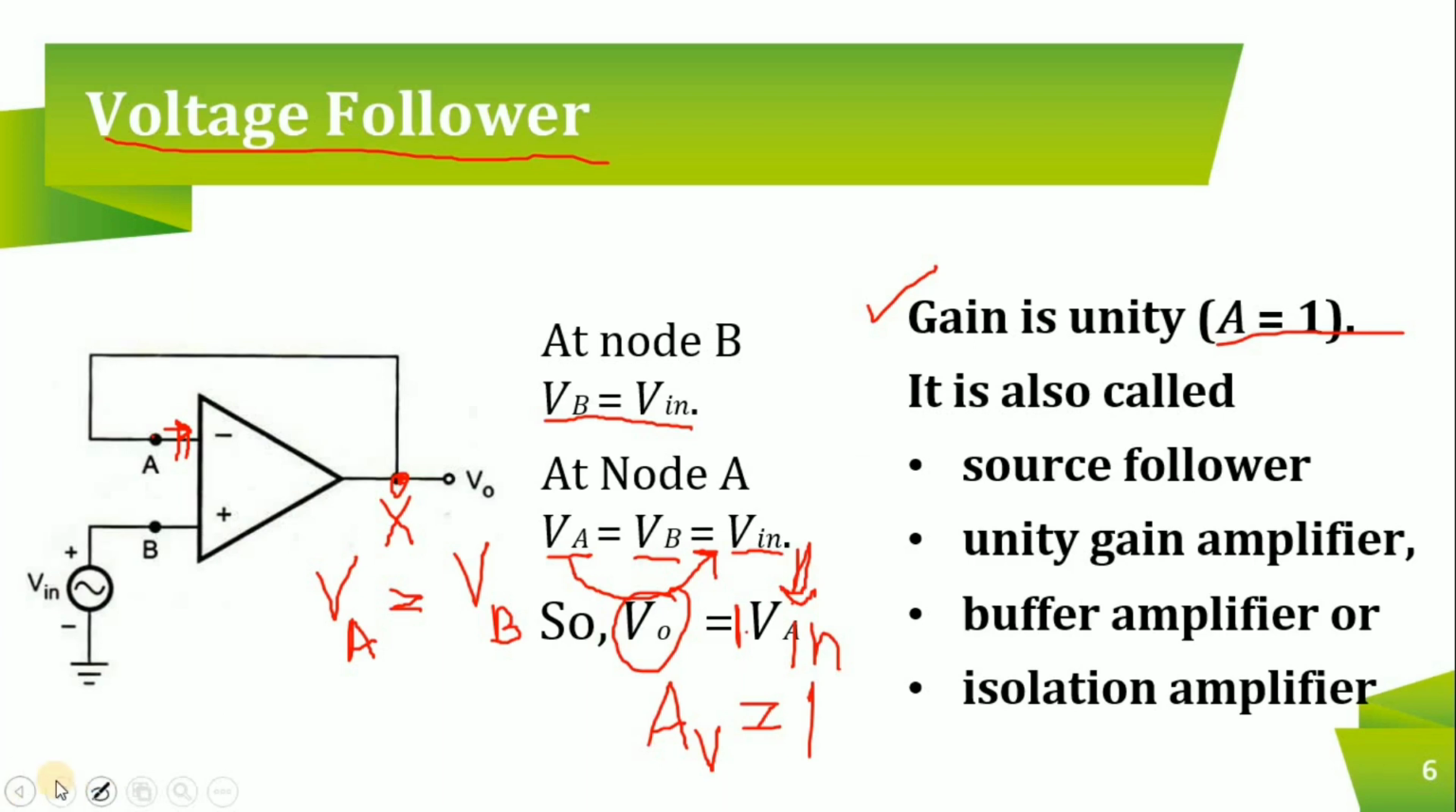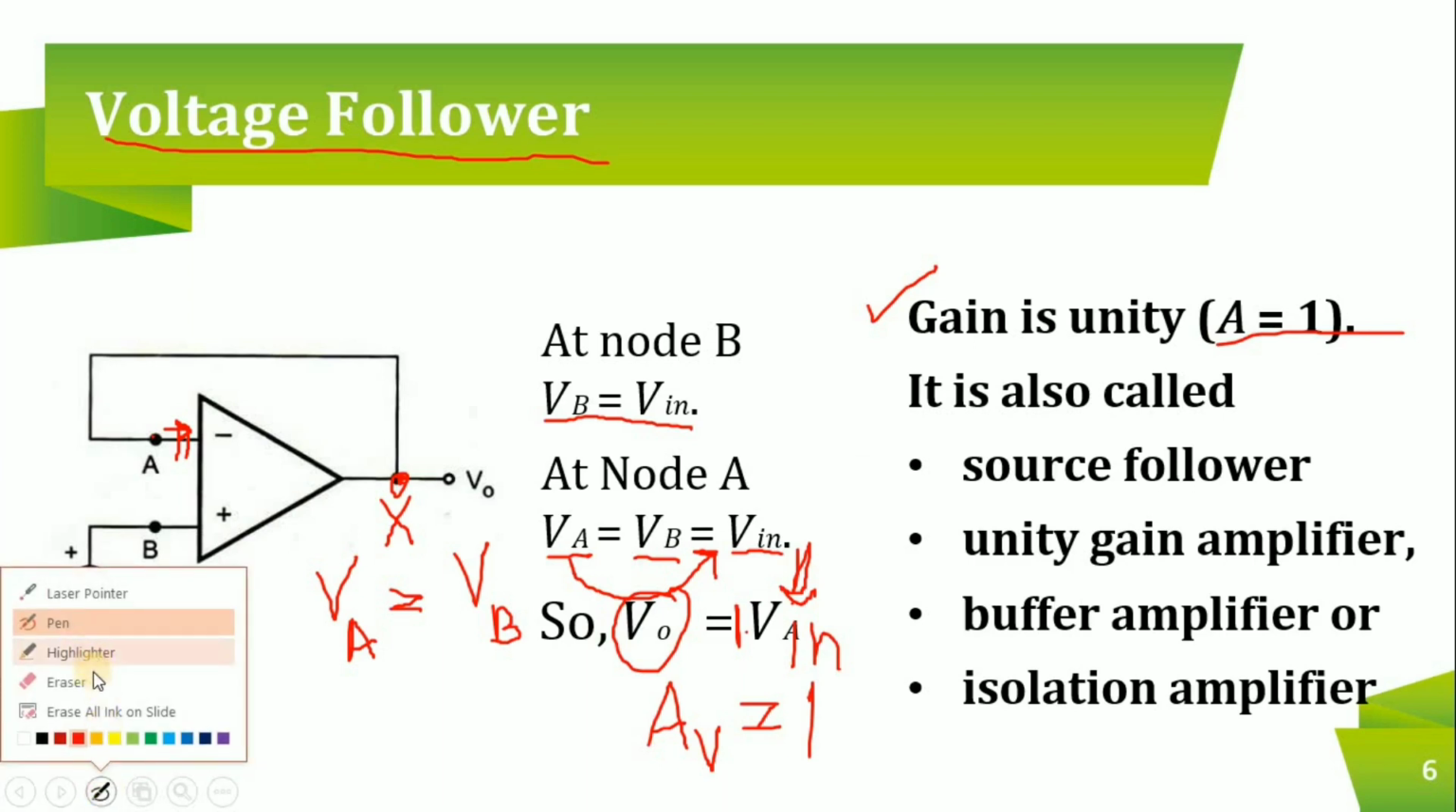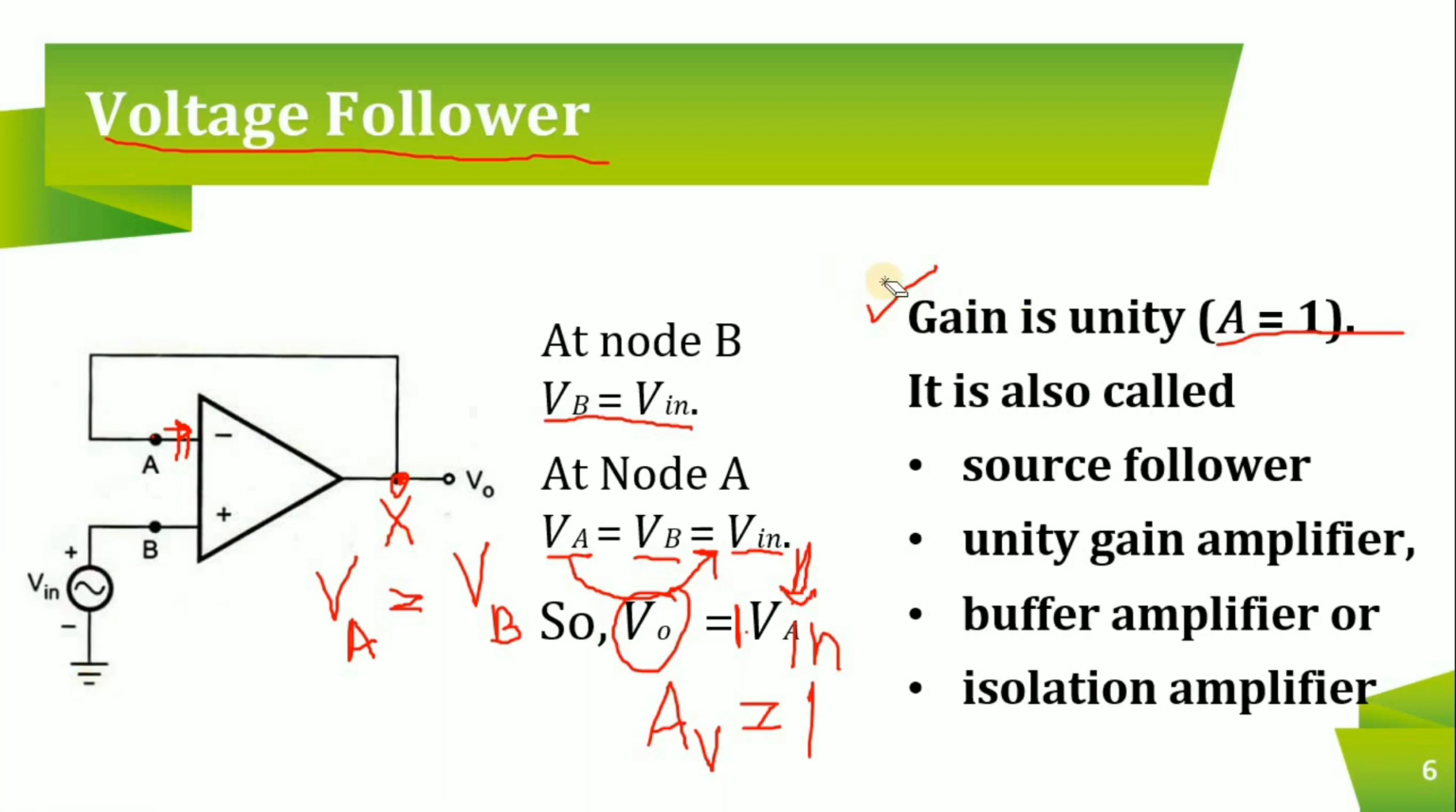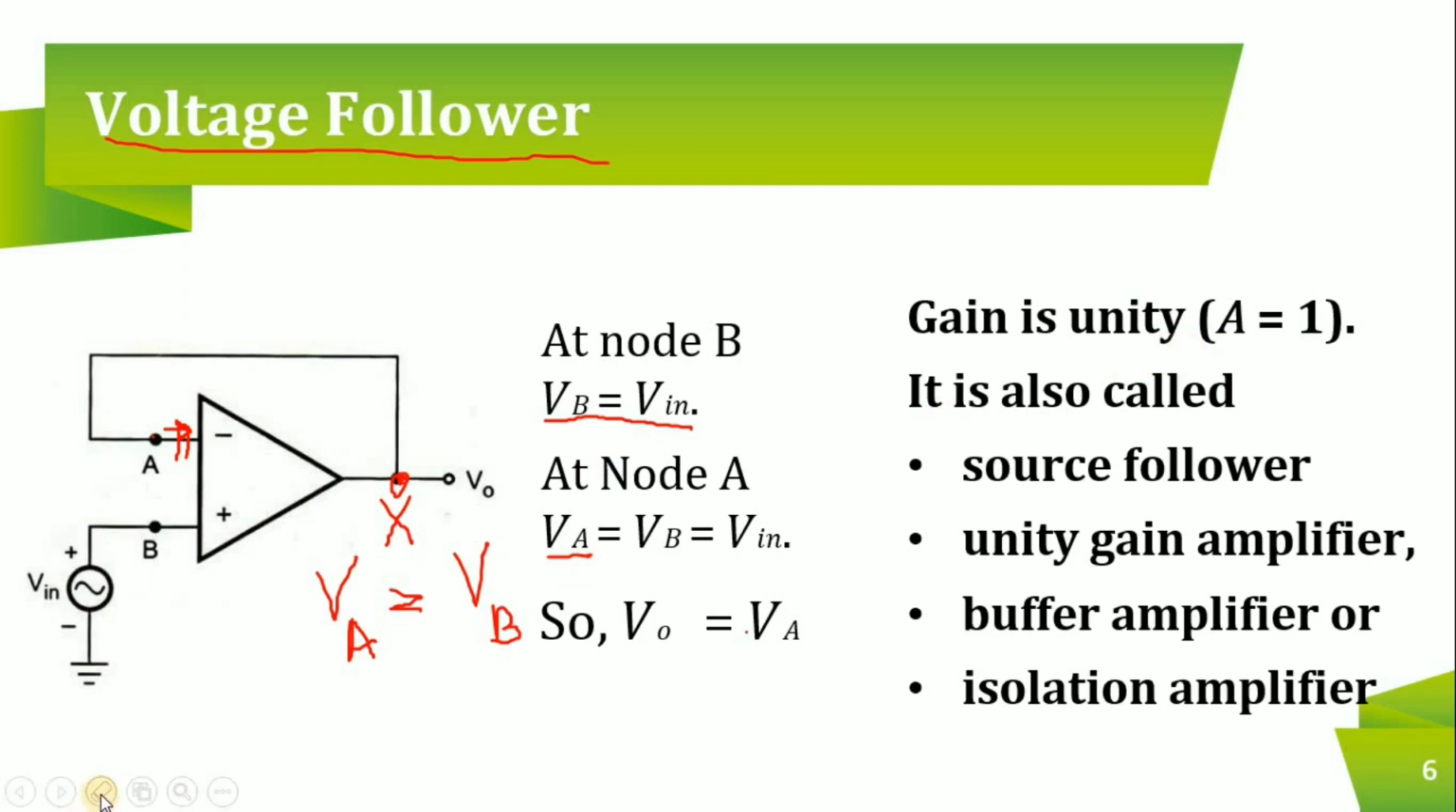It is also called a source follower. What is the meaning of source follower? It says that whatever the source is, the output is following the same thing. If you look at the input Vin, the same thing you will get at V0. So it is called source follower. And I said that the gain is 1, therefore it is also called a unity gain amplifier. It is also called a buffer amplifier.